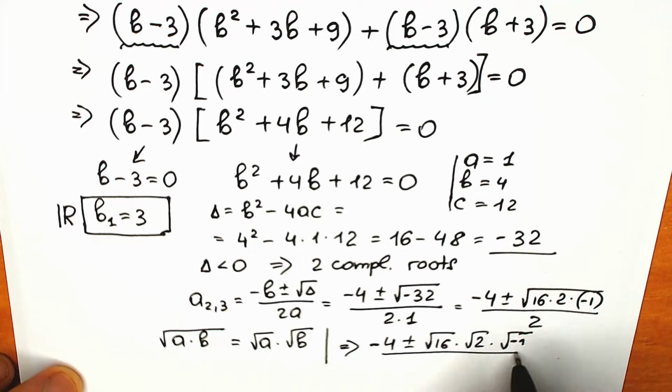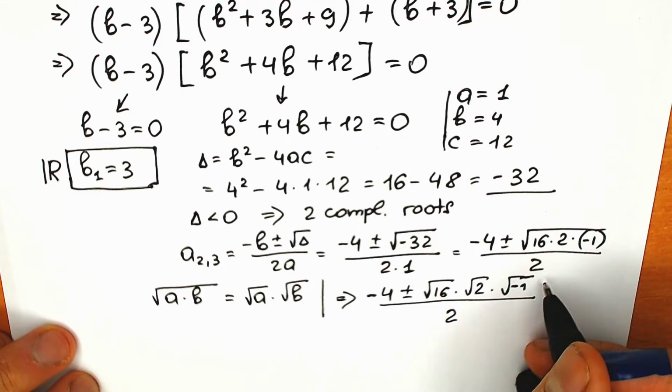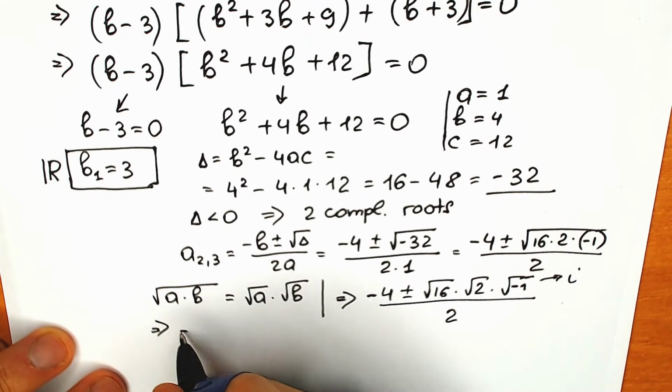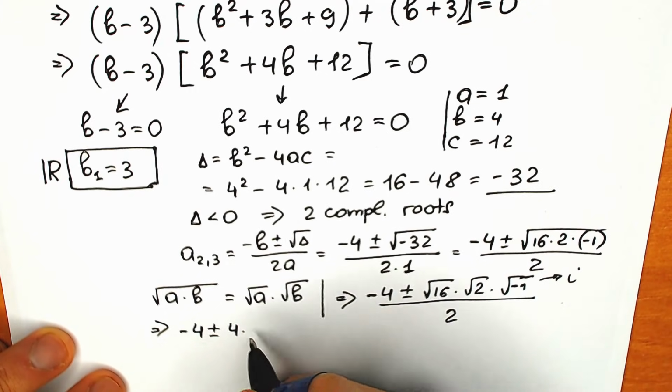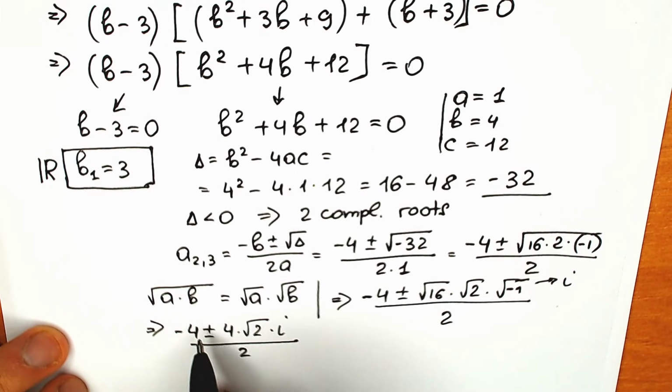All over 2. Right now the square root of 16 equals 4. The square root of minus 1 is our imaginary unit, this is our i. So we will have our complex root: minus 4 plus minus 4 times square root of 2 times i, all over 2. Of course, our last step, we can divide our left side and right side by 2.